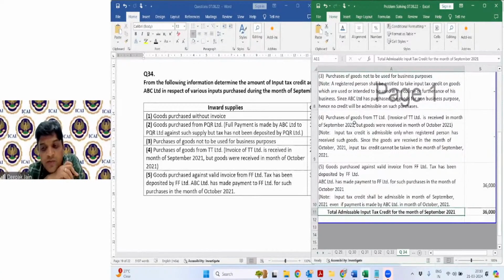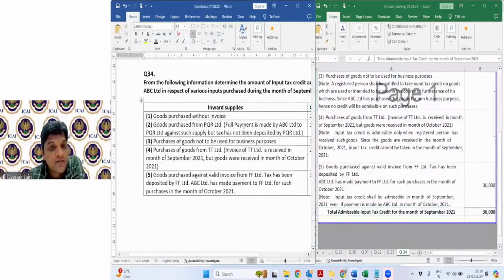Is it sufficient to deposit the tax for taking credit? That is one of the conditions, not the only condition, but it is one of the conditions. Other conditions, what is there in section 16, that has definitely to be fulfilled, but non-deposit will not allow you to claim the credit.